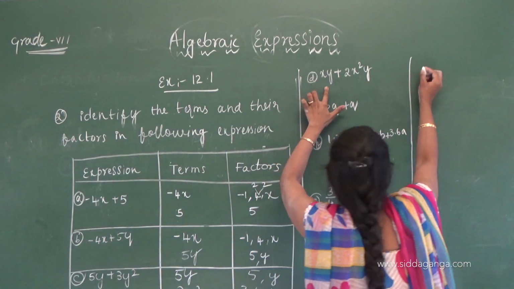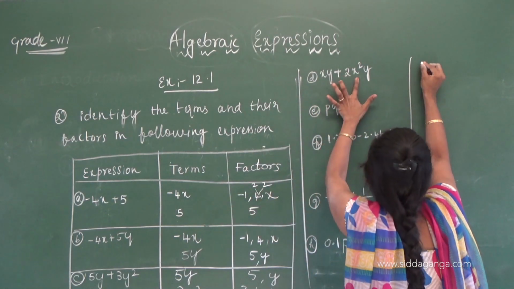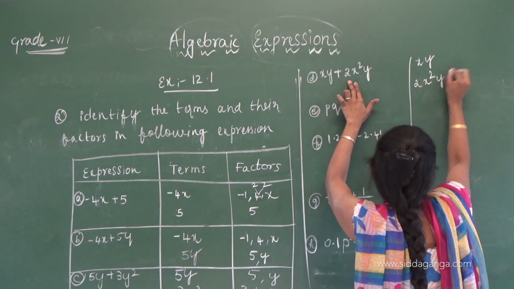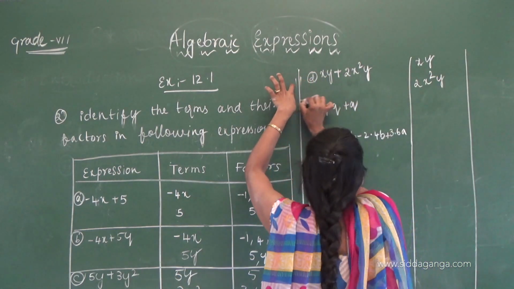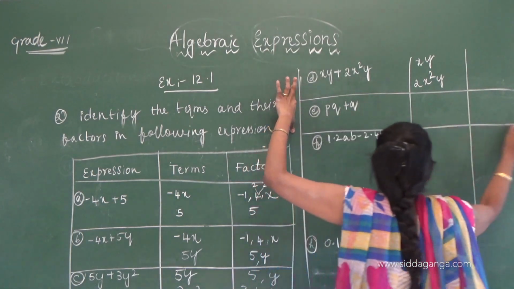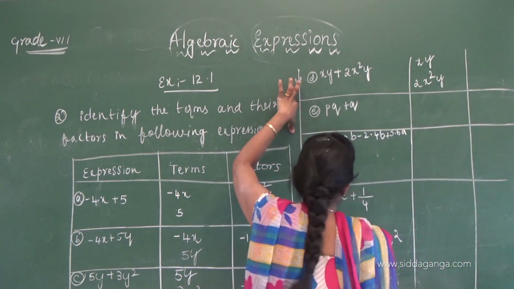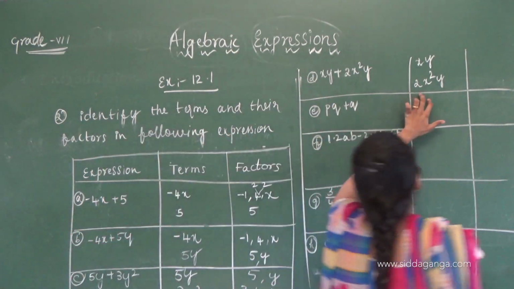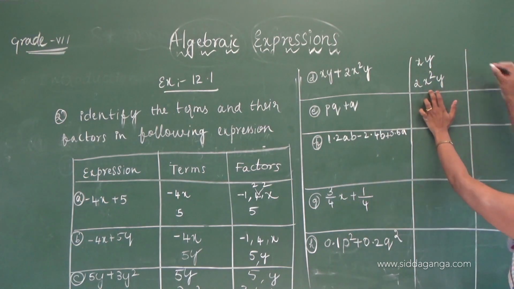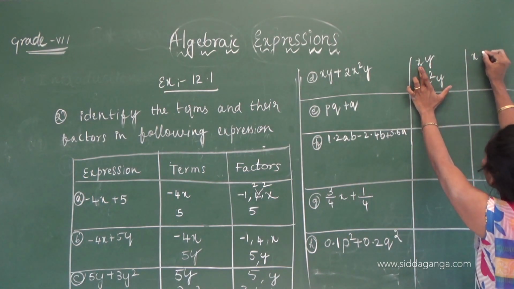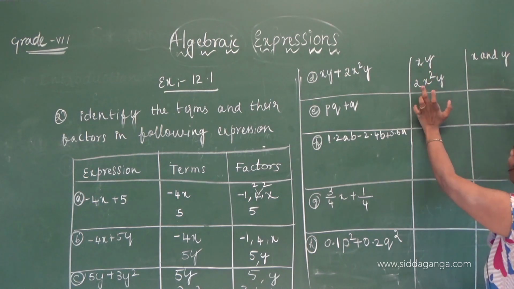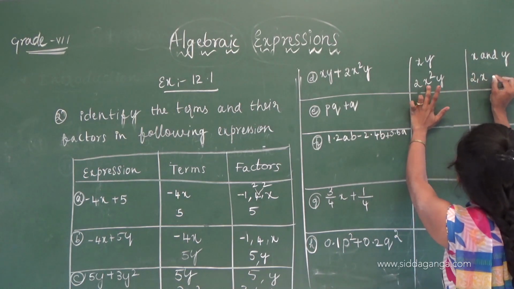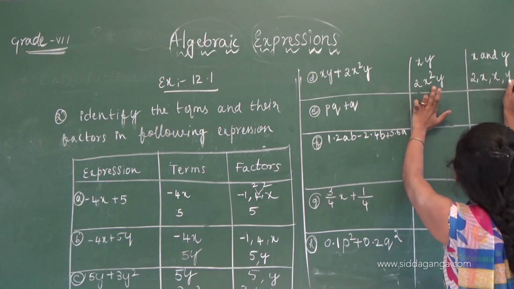Here, how many terms are there? xy, 2x square y. How many terms? 2 terms. The factors of xy are x and y. The factors of 2x square y are 2, x square can be written as x into x, and y.